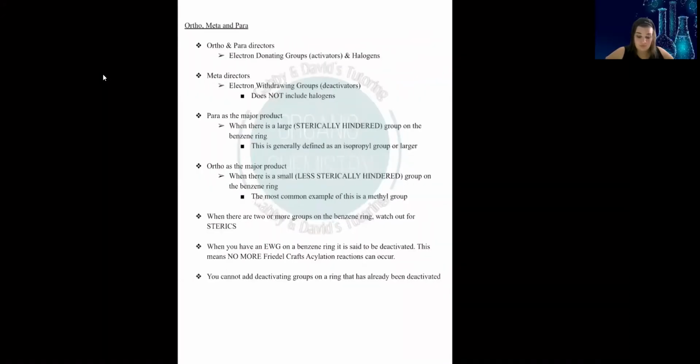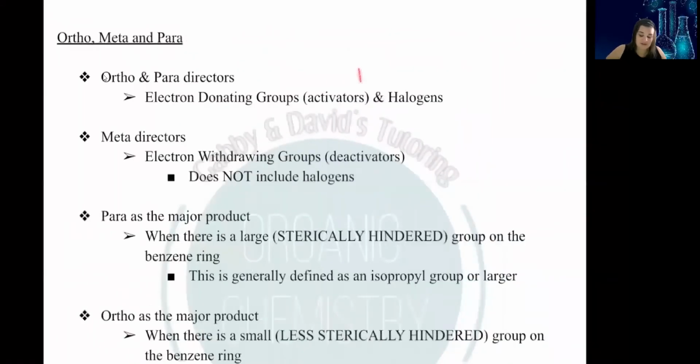All right. So now we're going to talk a little bit about the directors. So there are 3 kinds of positions available on your benzene ring. They are ortho, meta, and para, okay? Now, ortho and para directors, those are your activators and your halogens, okay? Now, halogens are an exception to the rule. Generally speaking, all donating groups are activators, and they're ortho-para directors.